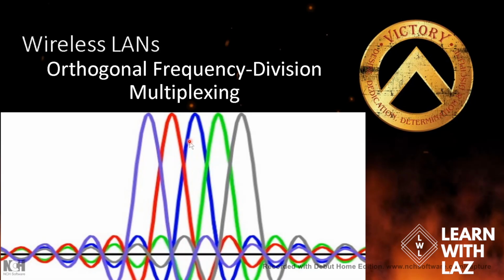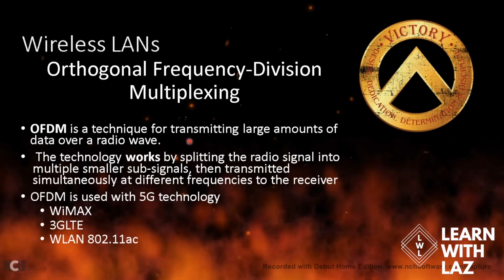If you're using AC, this is what you're using, and this is what you'll see if you have a spectrum analyzer. OFDM is a technique for transmitting large amounts of data over a radio wave. Obviously, you have WiMAX, 3G LTE, 802.11 AC and higher. It's a 5 gigahertz technology, and that's where you're going to transmit. That's why they can go to where it says multiple smaller subsignals. Well, the earlier methods did that too, but they do it even greater.